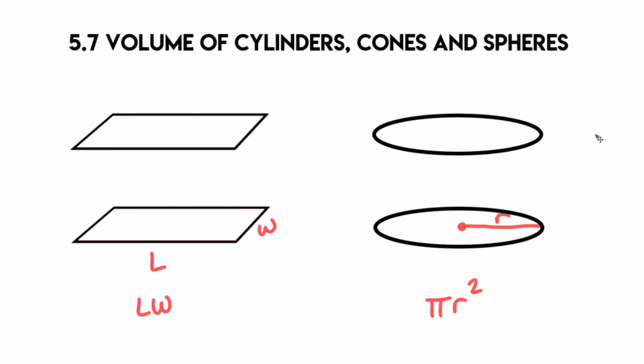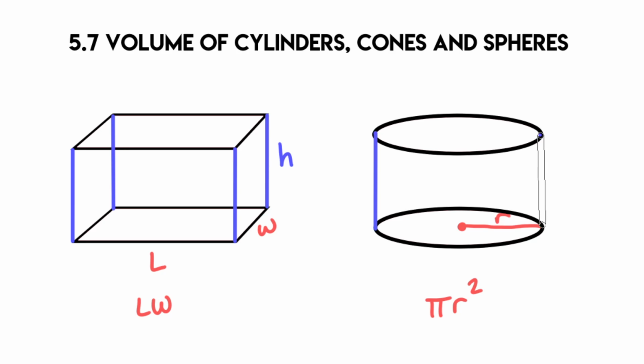Just like that. So from here, our new dimension, drawn on each corner, is going to be our height, and on this side as well. So now I have two three-dimensional shapes: a rectangular prism and a cylinder.